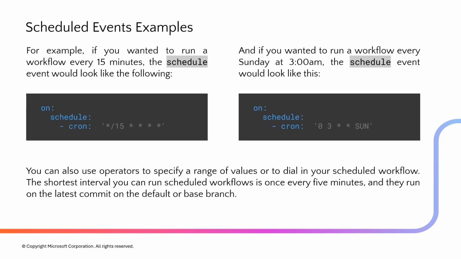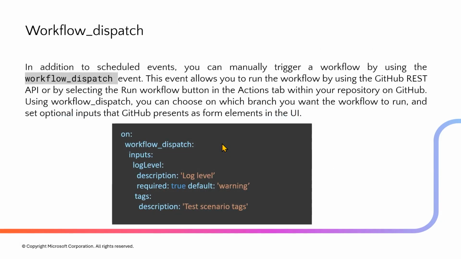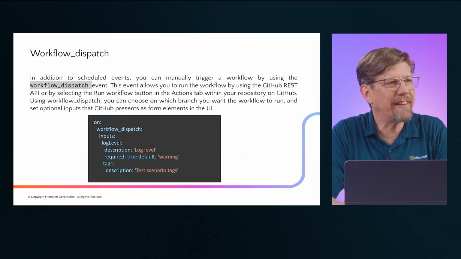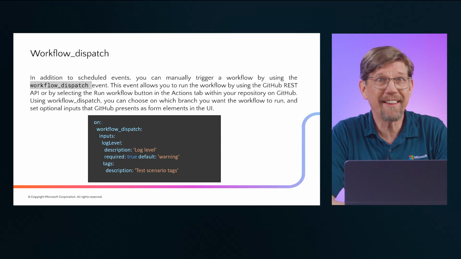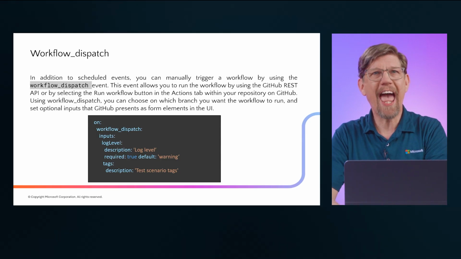So schedule, widely used. One that is also pretty common, but maybe a little bit more obscure in the GitHub world, is one called workflow dispatch, a really important one. In other platforms, when you have a pipeline or workflow, right, there's often a button that you can just click to run it right now. And by default, GitHub Actions don't have that.